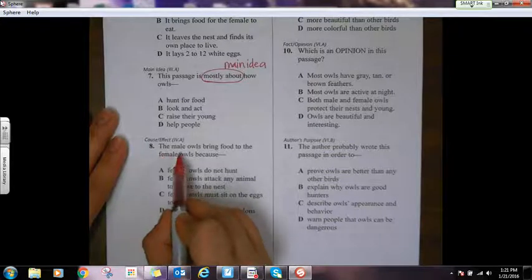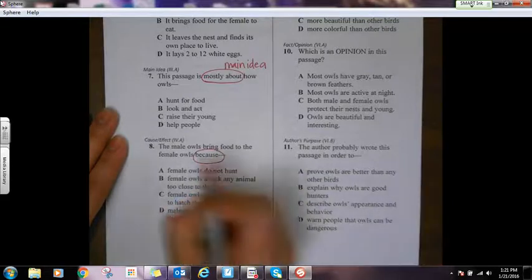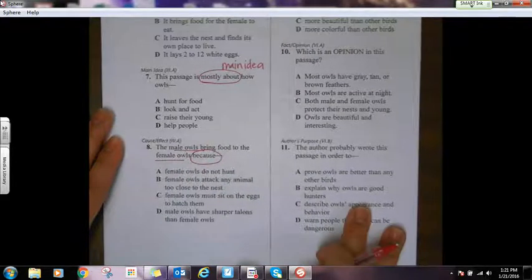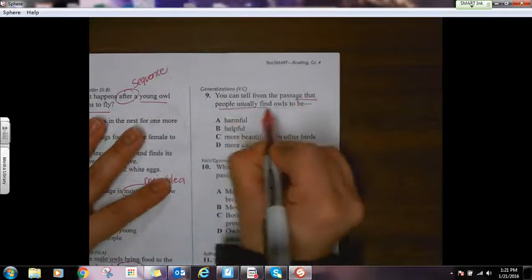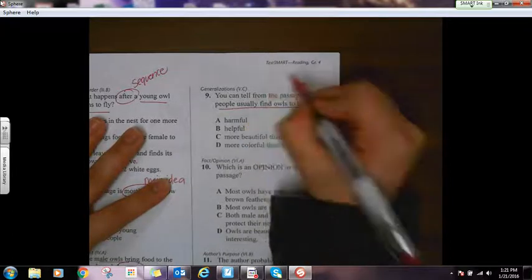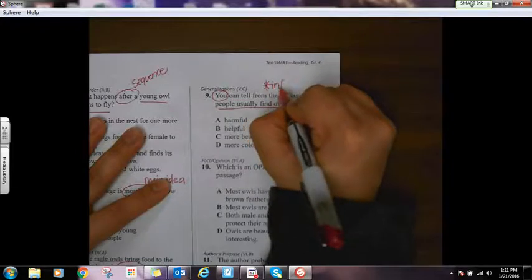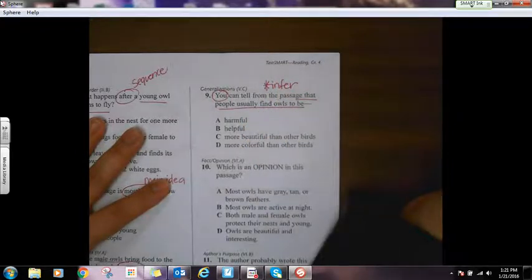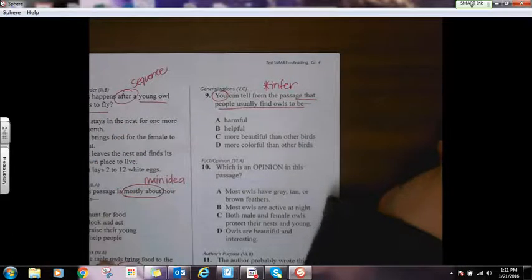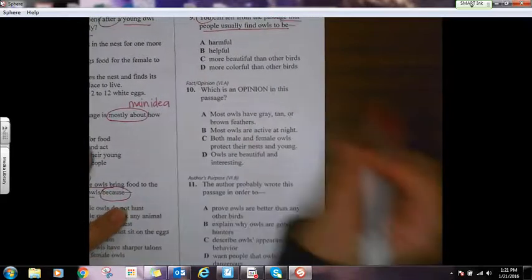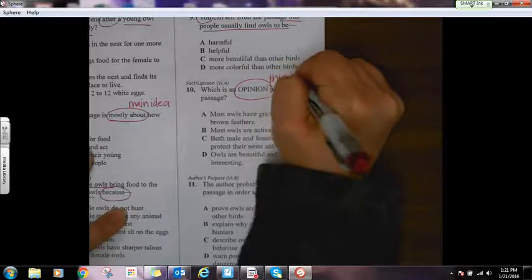Question 8, the male owls bring food to the female owls because. Okay, what is the reason why the male owls do that? Number 9, you can tell from the passage that people usually find owls to be, and since it's asking what you know from the passage, this is definitely going to be a question where I need to infer. So use text clues and what you already know about the topic to answer that question. Number 10, which is an opinion in this passage, and I know an opinion is what I think or feel about something.